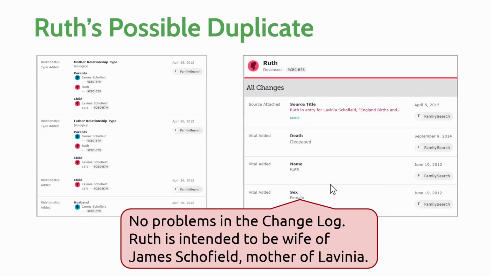We look at the intended identity and it pretty much matches everything on the profile page. So there's no corrupted information, there's no apparent bad merges. All we know about this Ruth, we don't know a last name. We know she married a James Schofield and had a daughter named Lavinia.